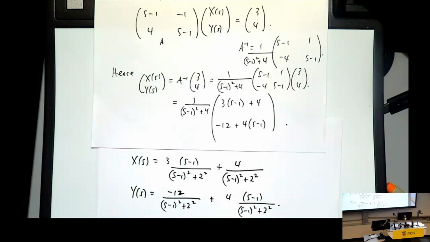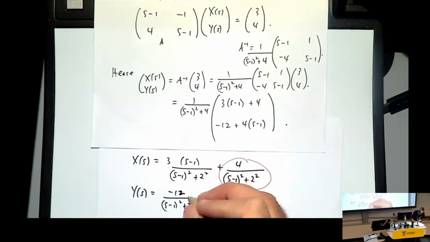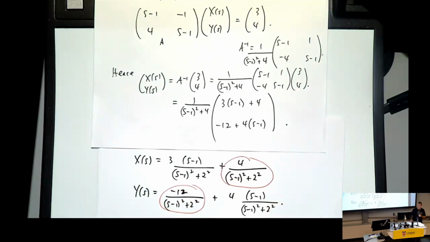The terms without the s minus 1 in them on the top. Yeah, I would start with no s minus 1 in the top. Is that what you're saying? Yeah, exactly. The term with the 4 up the top and the term with the negative 12. Exactly. Okay, so I would start with that one first and that one. Let's have a look at our table.